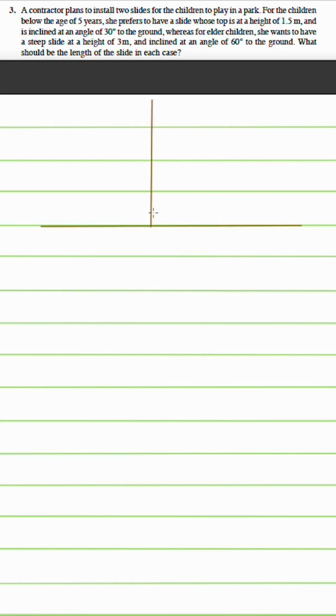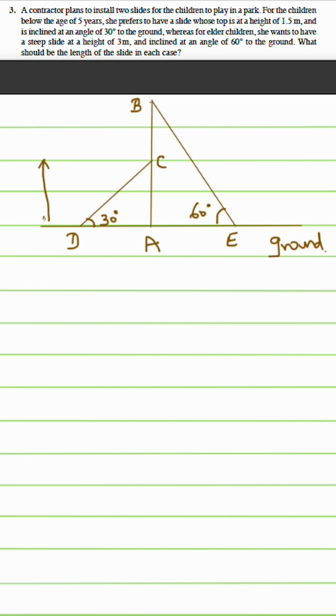So let us draw the ground and let's draw the place where the students will get up. The slide for the younger child will start at 1.5 meter and the slide for the elder children will start at 3 meters. So let's name it as AB and let the younger slide start at point C, touches the ground at point D, and the slide for the elder children, let it start with the point B and touches the ground at E. They have also given the younger slide is making an angle 30 degree and the slide for elder children is making 60 degree with the ground.